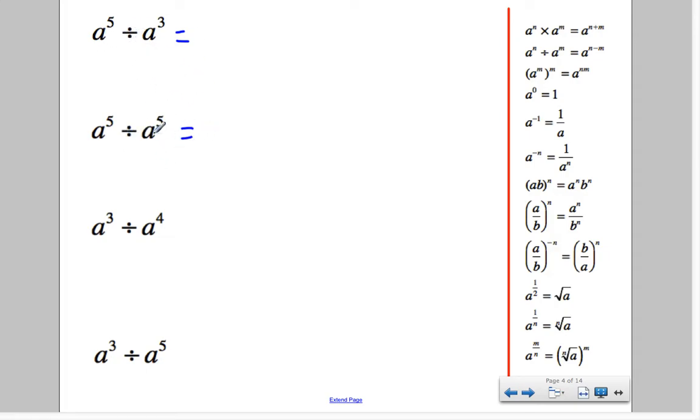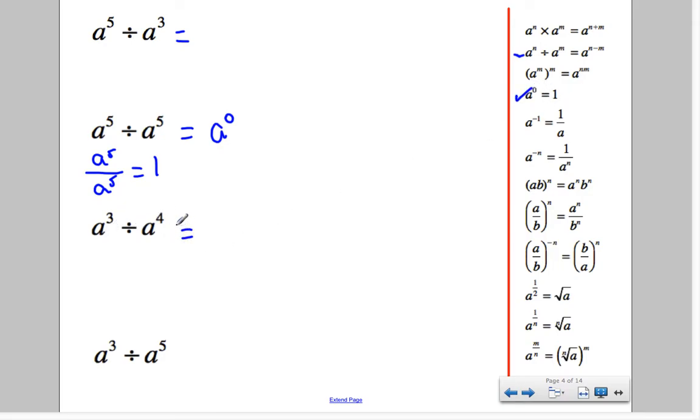All right, what if instead we have a to the 5 divided by a to the 5? Well, if we use this rule here, then that's the same as a to the power 0. But if we use the fact that a to the 5 divided by a to the 5 is just something divided by itself, then that's got to be 1. So those two things have to be equal to each other. So anything to the power 0 equals 1.